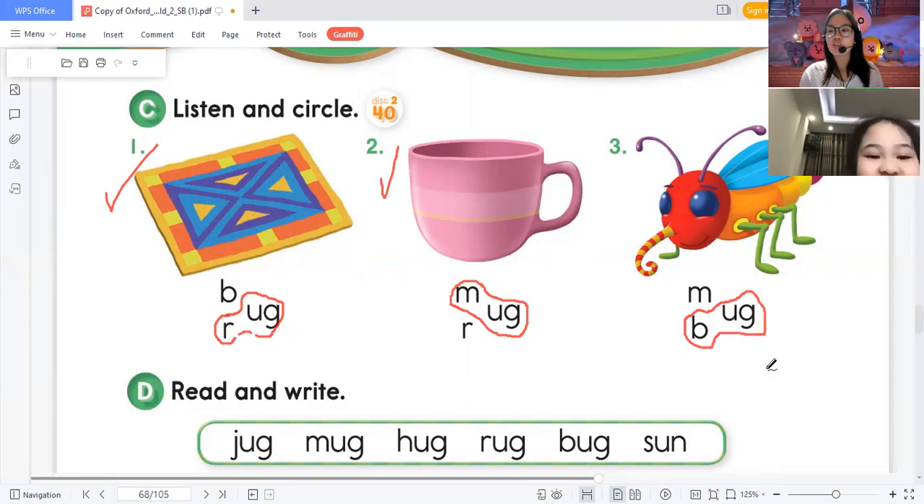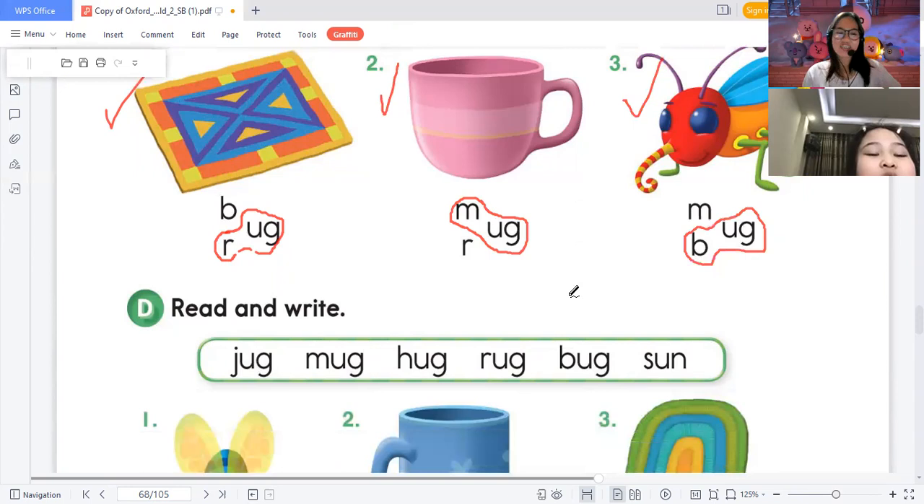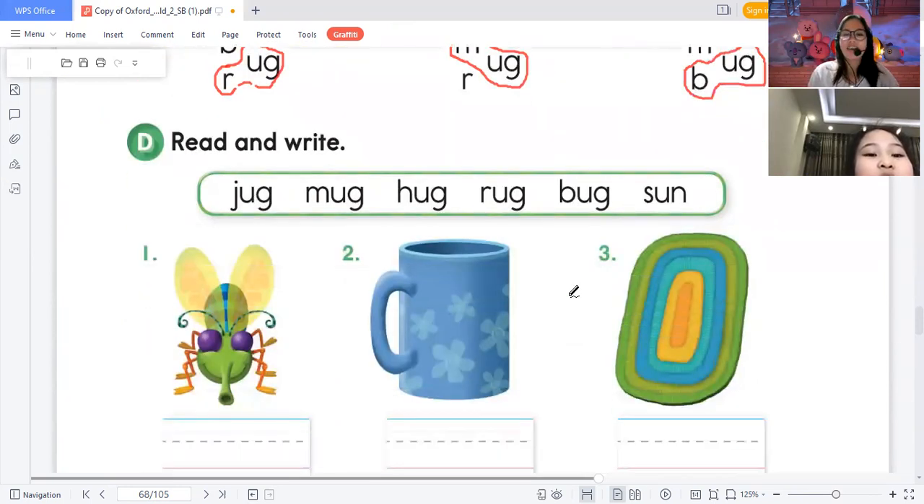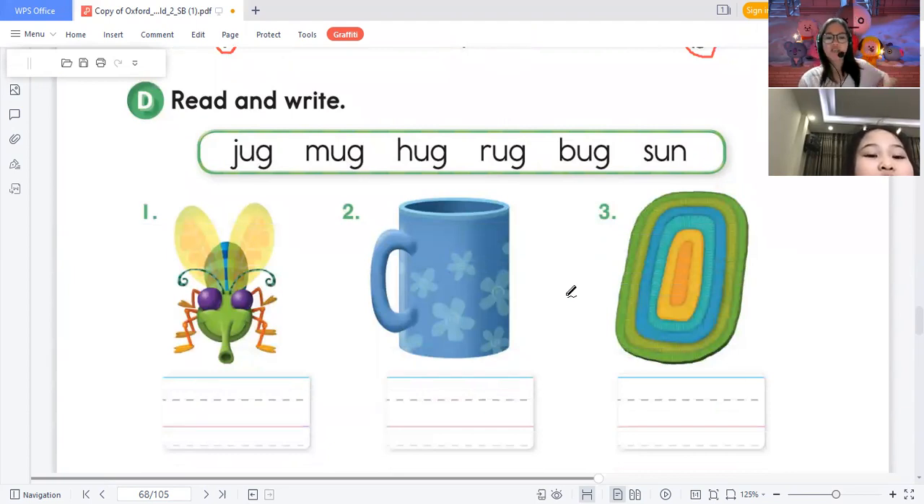B-U-G. Okay, perfect. Now, let's go to the next one, which is reading and writing. I want you to write down the correct spelling of these words in the picture. Number one, it's a? A bug. Correct. How do you spell bug?